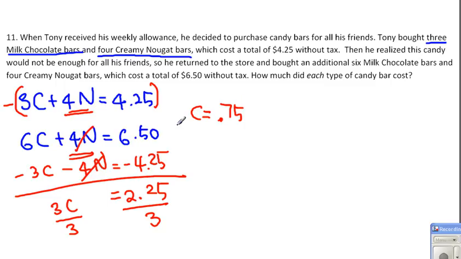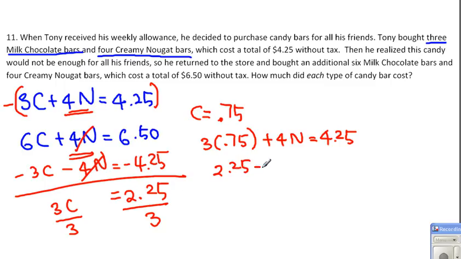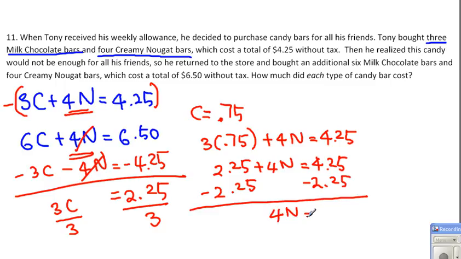Now, since we now know the value of C, we can put this back onto the equation, and then we can try to find out the value of N. Now notice, since 3C was equal to 2.25, we can even plug in the value 0.75 in place of C. So we will end up getting something like this. Now, when you multiply 3 times 0.75, you should realize it must be equal to 2.25. By subtracting 2.25 on each side, we realize 4N is left. On the other side, we have 2 left. Therefore, N must be equal to 0.5.